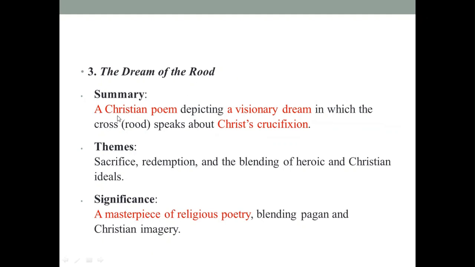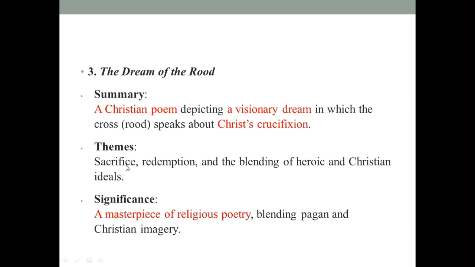So The Dream of the Rood is a Christian poem depicting a visionary dream in which the cross, that is the Rood, speaks about Christ's crucifixion. So it is a visionary dream, a Christian poem, where in that dream the cross speaks about Christ's crucifixion. Understand? Crucifixion means, as you find in Christianity, Jesus Christ being nailed or bound to a cross. Understand?